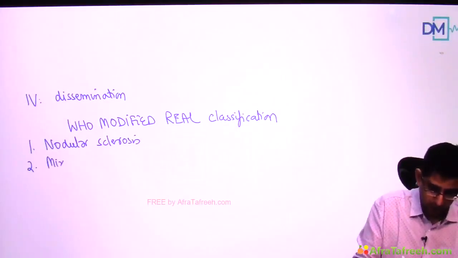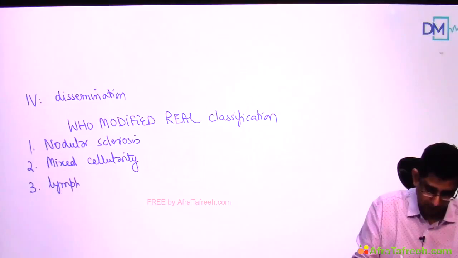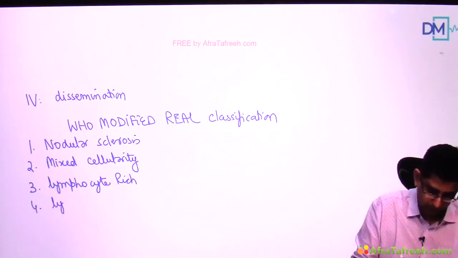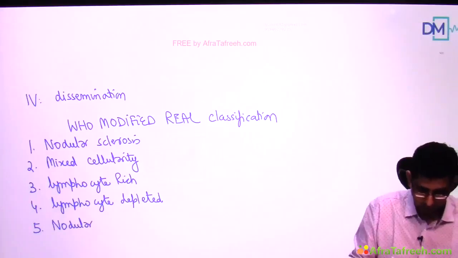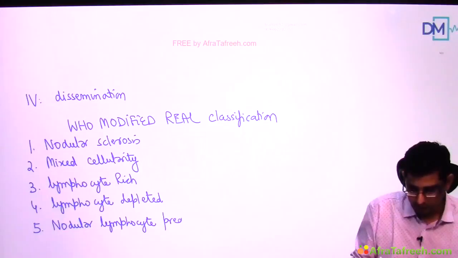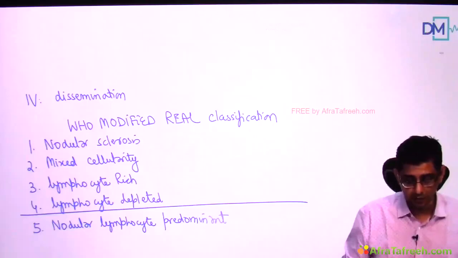another one that is encountered is mixed cellularity, then the lymphocyte rich variety, then the lymphocyte depleted variety, and the last variety is called nodular lymphocyte predominant variety. Now these are names that you read in pathology also, so it should be pretty straightforward. I'm putting a line in between to say that the superior ones are called typical and the last one is called atypical.